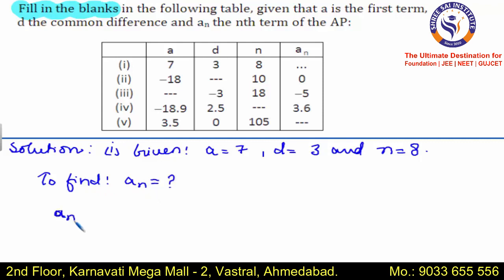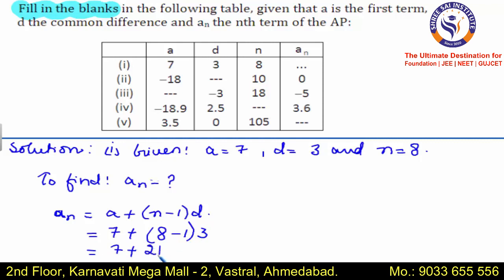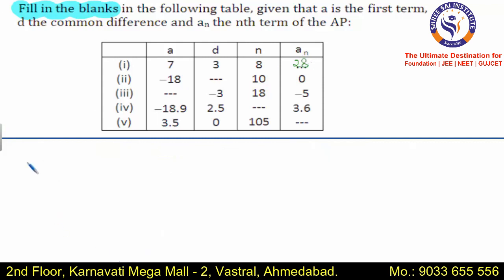Now we know that the nth term of an AP is given by A plus N minus 1 into D. Now substituting the value of A and D and N, here we have 7 plus 8 minus 1 into 3. So this is equal to 7 plus 7 into 3 is 21, which is equal to 28. Therefore, the nth term here is 28. Now, let us proceed on with the second part.